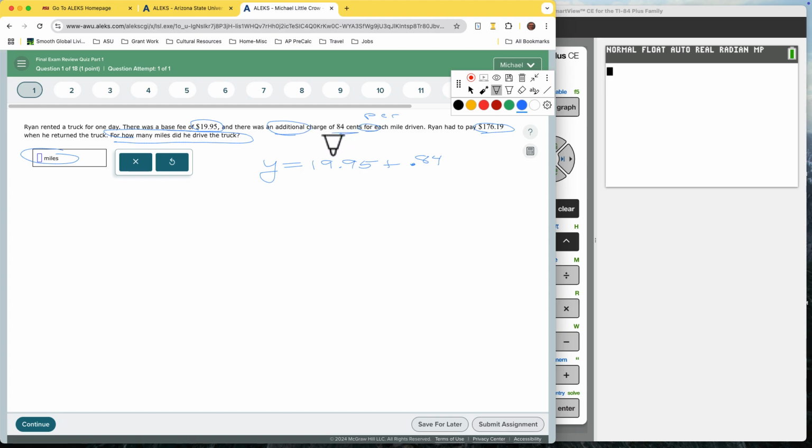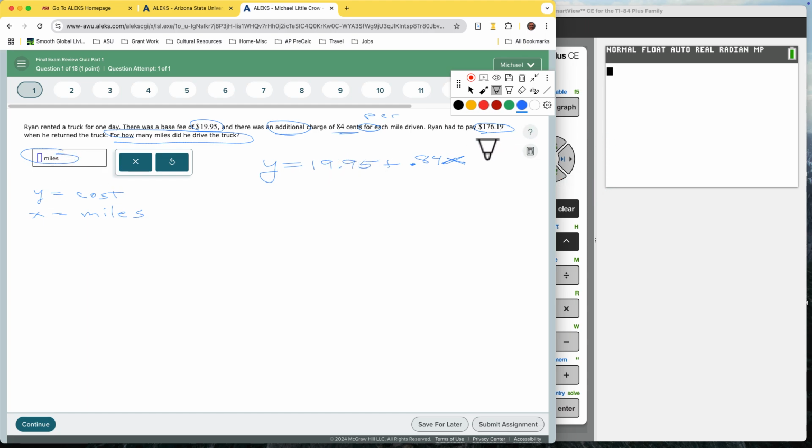84 cents gets moved to how many dollars is it? For each mile driven. And so that's a per, that's a multiplication that's going to occur, per mile. So we multiply by the number of miles. And if you want, you could define your variables. This is the cost, and X is miles. So that when we solve for X, what we have is miles, that's always helpful.